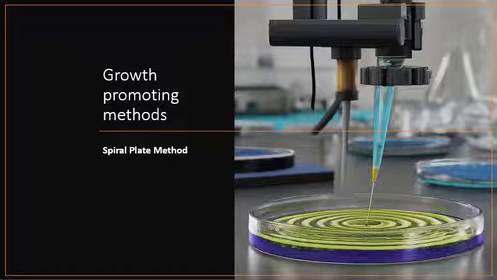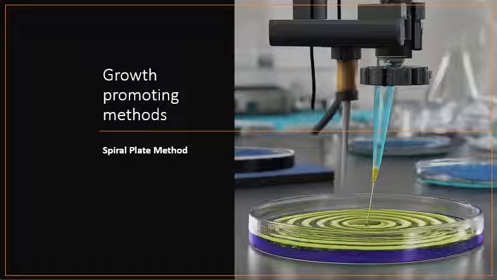After the incubation, bacteria grow at different density around the spiral track, and by counting the colony within specific area of the plate with appropriate dilution factor, the total number of bacteria in the original sample can be calculated. The advantage this method has is that it's faster, it's more efficient, it requires less sample and media compared to other methods, saving resources and costs.